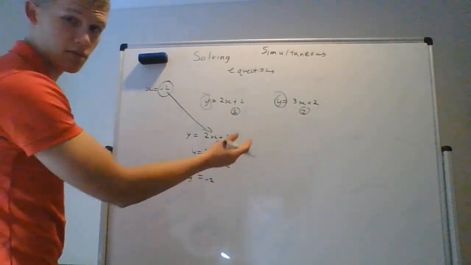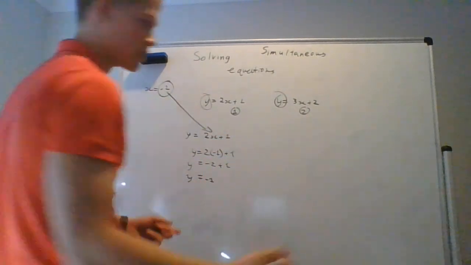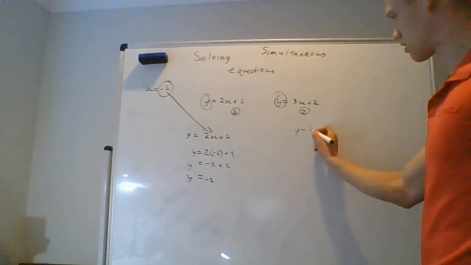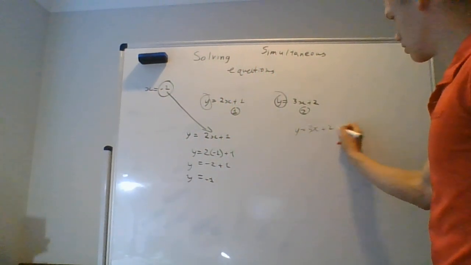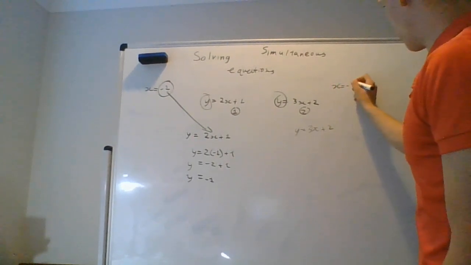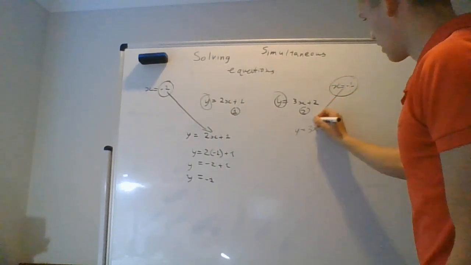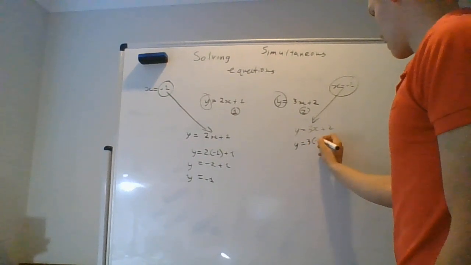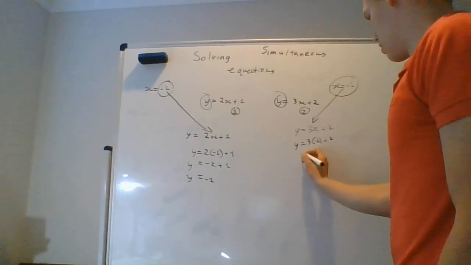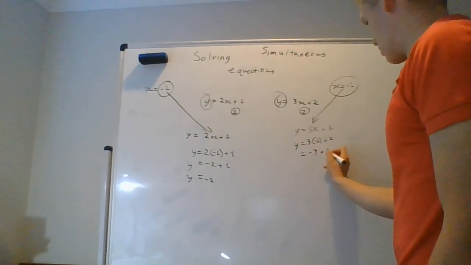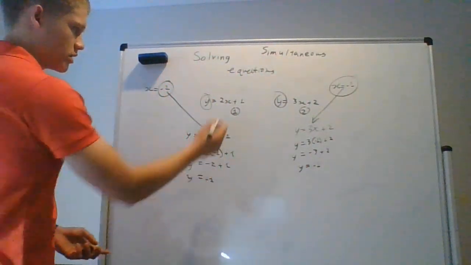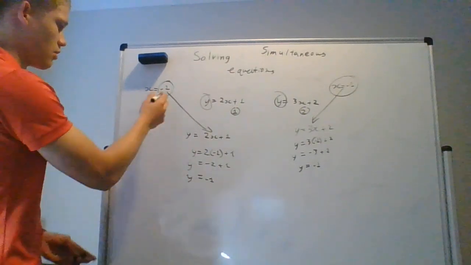And we can do the same thing with the other equation. It will both work. So y equals 3x plus 2. And we know that x equals negative 1. So we can substitute that into here. So y equals 3 times negative 1 plus 2. That will become negative 3 plus 2. And then y equals negative 1. So it doesn't really matter which equation you use if you're both substituting in.